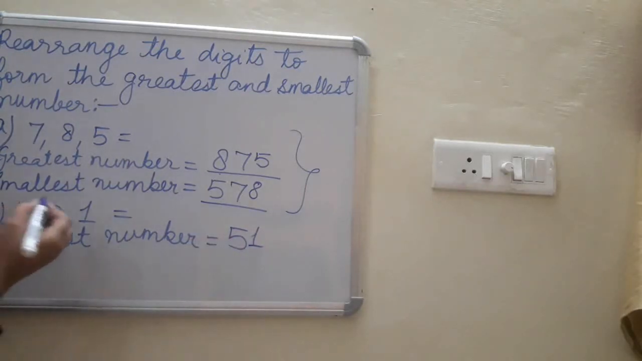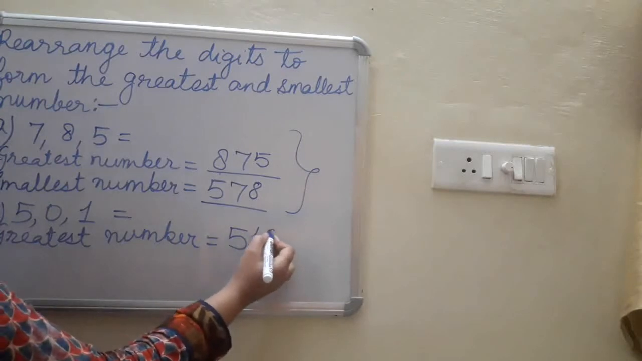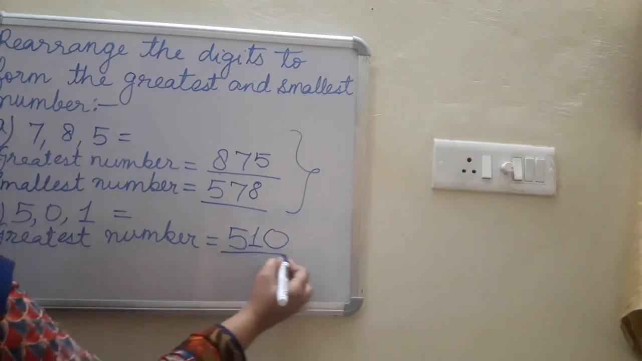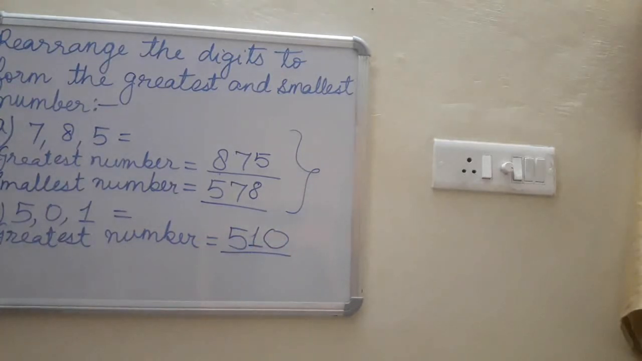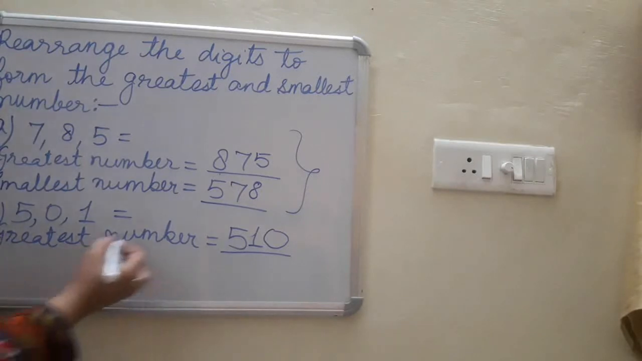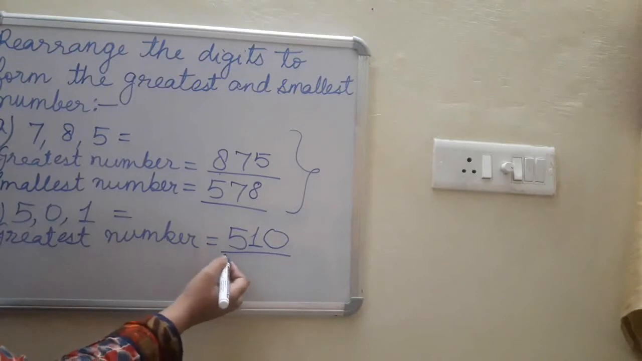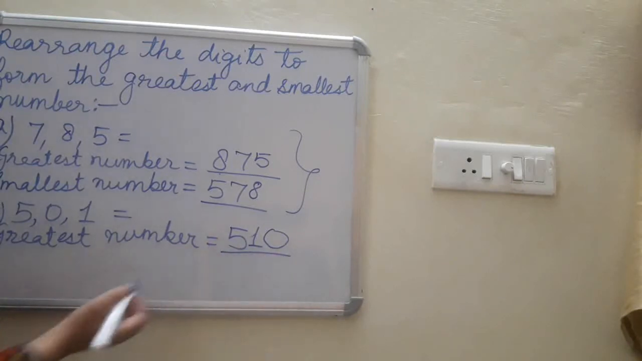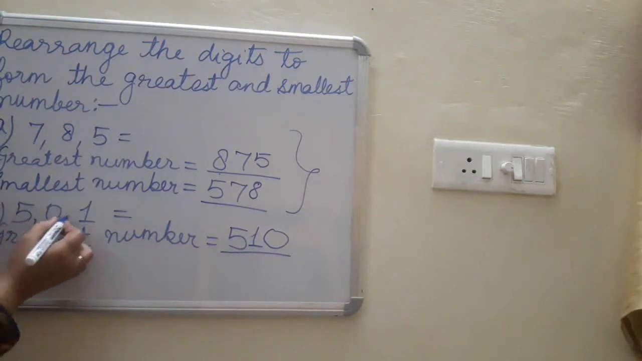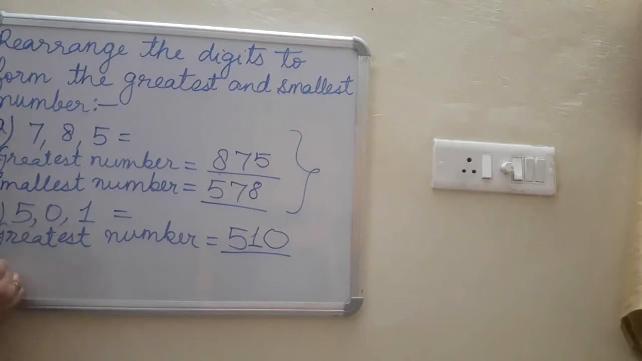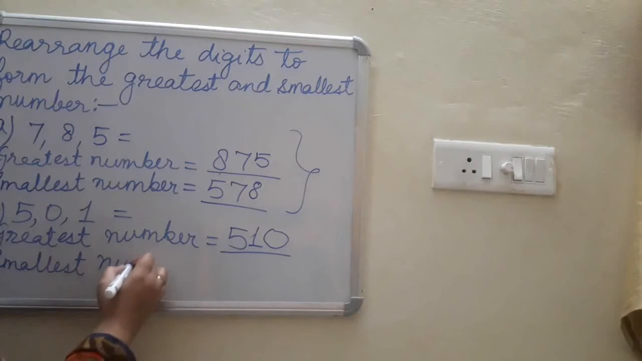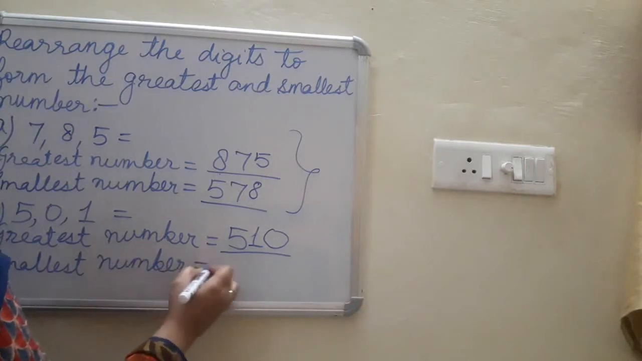Now we are left with 1 digit, that is 0. So we will simply put it at the last place. Okay children, so this is the greatest number that we have formed, 510. This is the greatest 3-digit number that we have formed using these 3 different digits. Now in this way, let us see which number is the smallest.